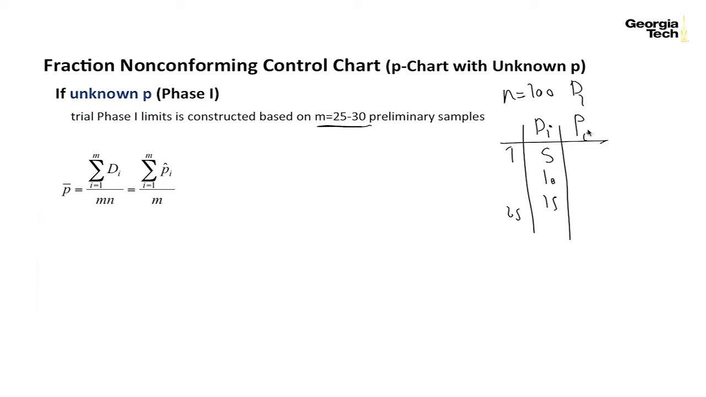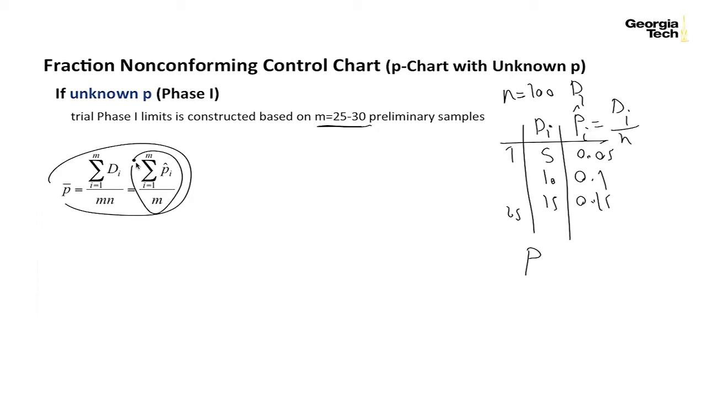Then what we do, we calculate P hat I, which is DI divided by N. In this case is 0.05 because N is basically 100, or 0.1 for this, or 0.15 for this one. We calculate that, then based on this, we can estimate the P or P0, which is the fraction non-conforming of the process. How? Using this equation, as you can see, is the average of all these PIs that I have. And we denote this average or estimate by P bar.